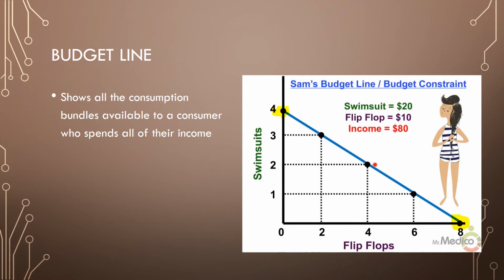She could buy 3 swimsuits, so that would be 3 times 20 is 60, plus 2 times 10 is 20, 60 plus 20 is 80, or etc. This should look very, very much like a PPC, because it's the same thing, except this time instead of talking about what can be produced, we're talking about combinations of what can be consumed. So I don't think we need to spend any more time with that. Budget line, very simple, just like a PPC, except we're looking at it for consumers now.